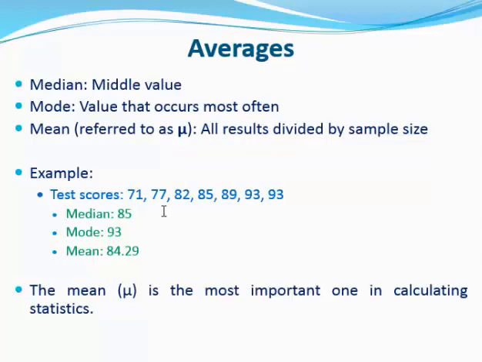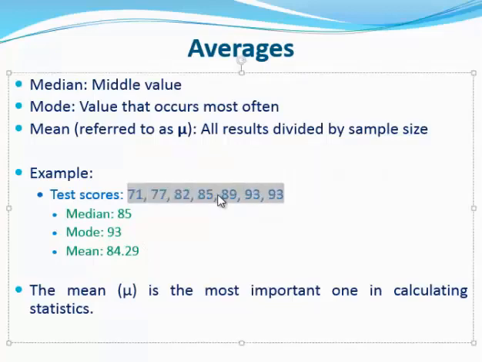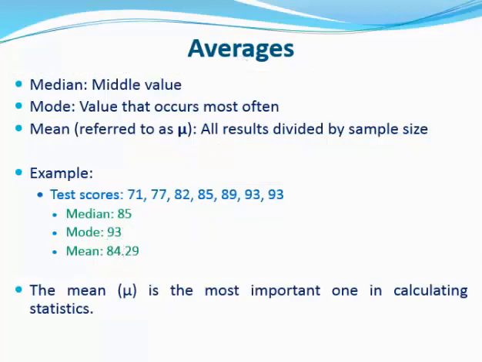So to give you a quick example, if you have test scores of 71, 77, 82, 85, 89, 93, and 93, well, in the median, just pick the one in the middle. There are 7 altogether, so the fourth one, the one in the middle, is the 85. The mode is the 93, but what is critical, and what's important, is the mean. How do you get the mean?